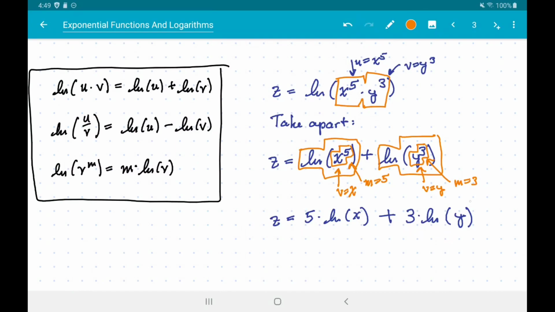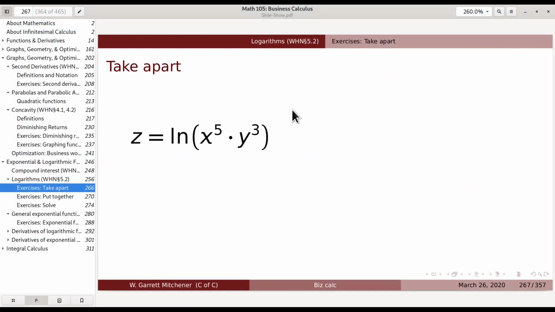Okay, so this is the final answer, and I believe that in the online homework it will ask you to type in something like that. Okay, so that is the first example of taking something apart. Let's do another one. Take a minute, pause the video, and see if you can take this apart, and then look at my solution.